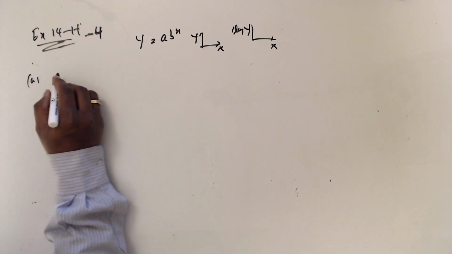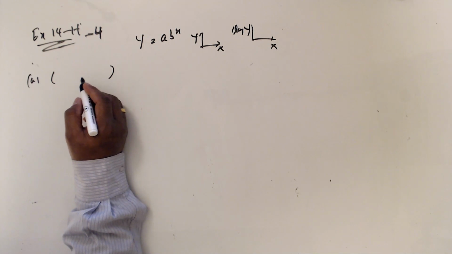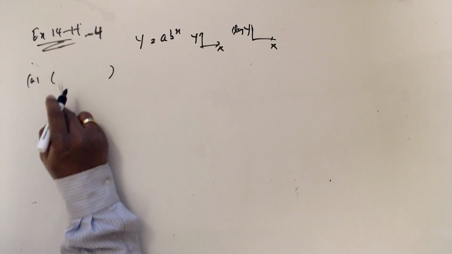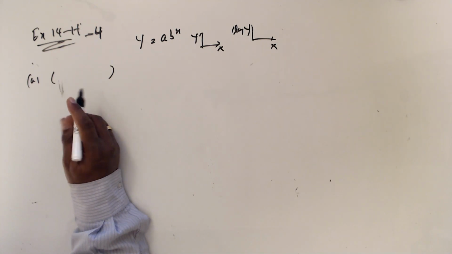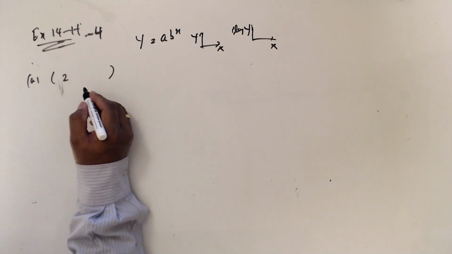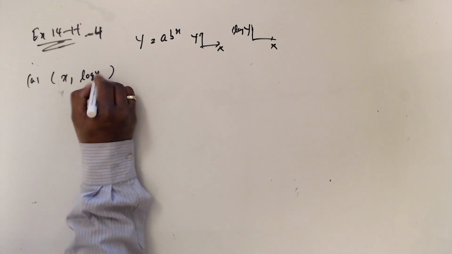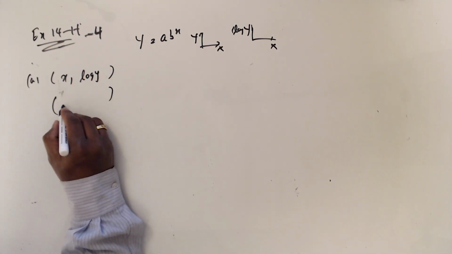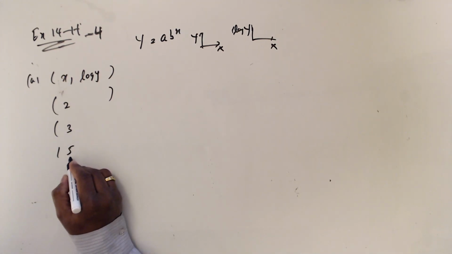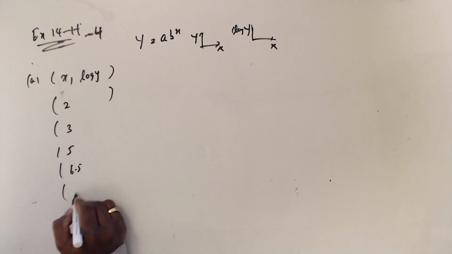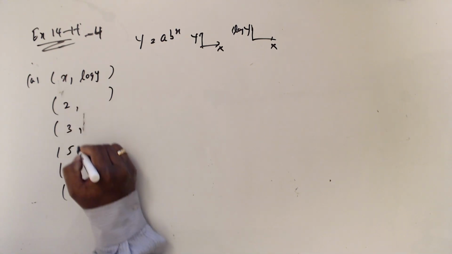Part A is the table. I can see the top x and the bottom table x are going to be the same, so that is 2. So this is x, and this is going to be log y. So you can find this one. So this is 2, 3, 5, 6.5, and 9. They are all the same. Then for the other value you have to take the log value.